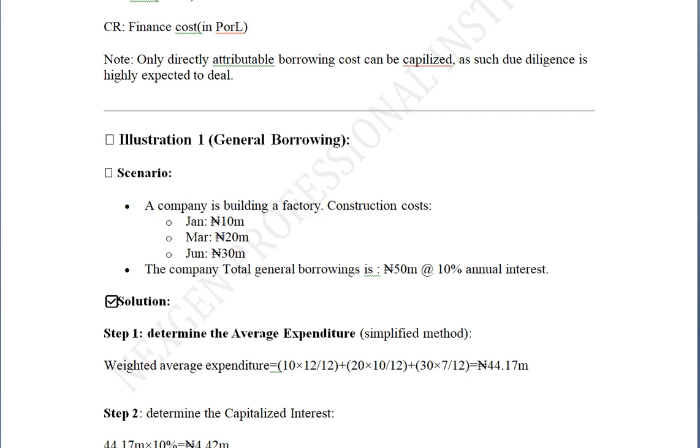Where are they removing all this money from? From the general borrowing. And they said the company's general borrowing is 50 million. In other words, this company removed 10 million, 20 million, and 30 million from the general borrowing of the entity. So the capitalization rate from this question is the 10% annual interest. But you need to determine the average expenditure. So the first thing is to determine the average expenditure. And how do you do it? It is by determining the weighted average of the expenditure.